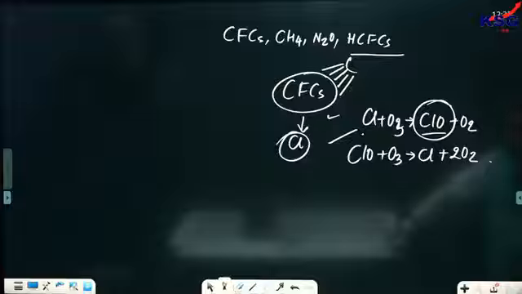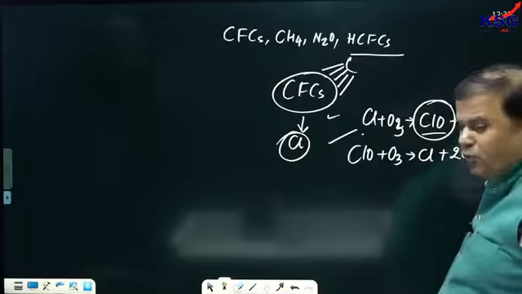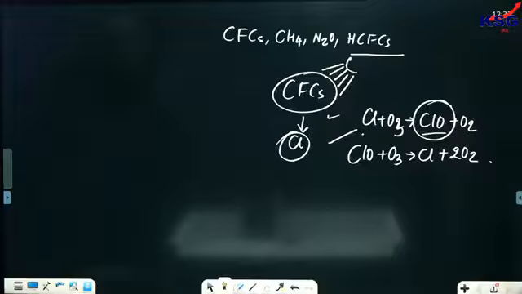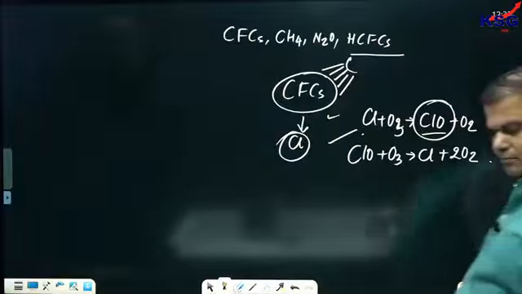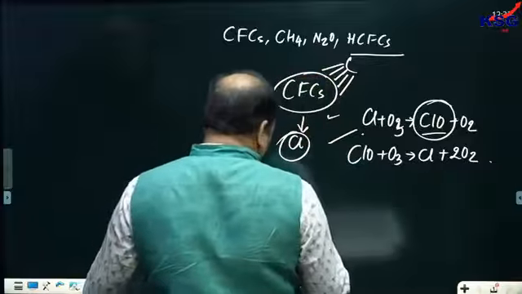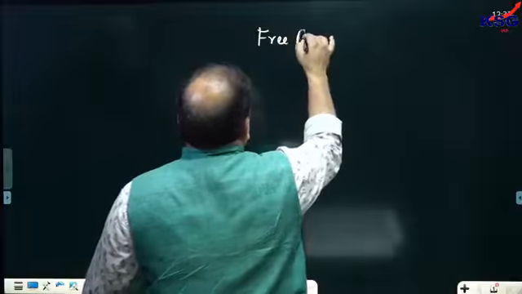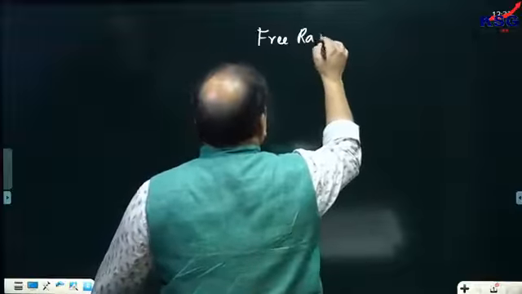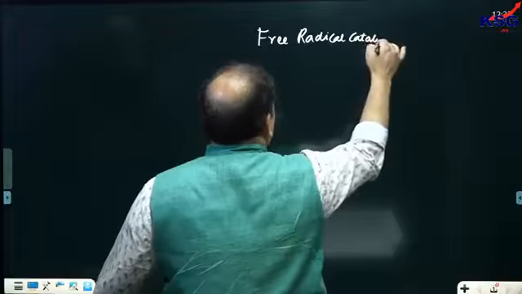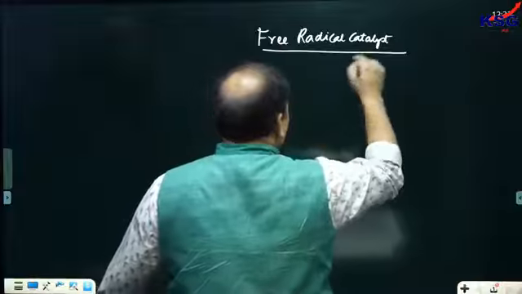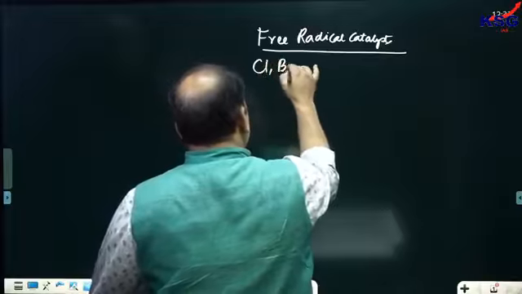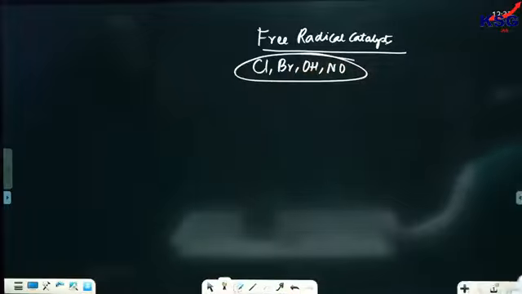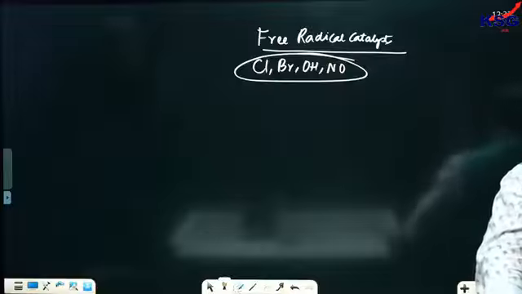But do remember a fact: damage to the ozone layer is done more by free radical catalysts, which include chlorine, bromine, OH and NO, that is, chlorine atom, bromine atom, OH hydroxyl and nitric oxide.